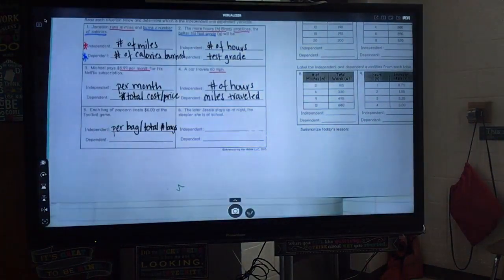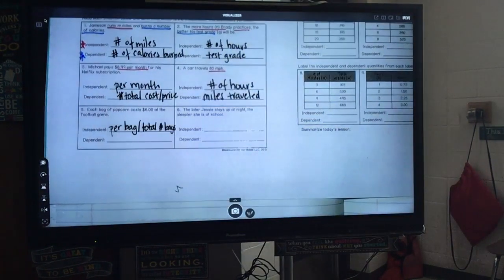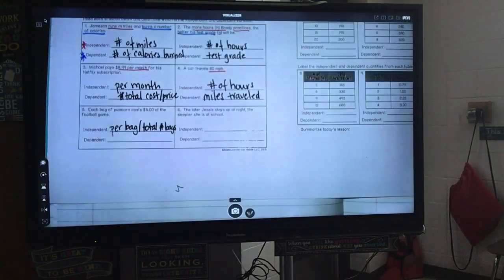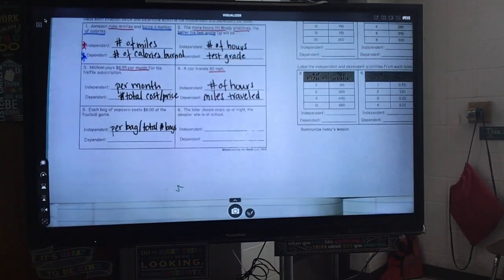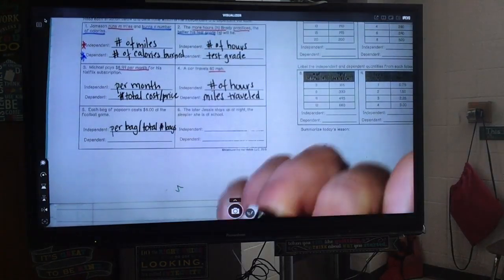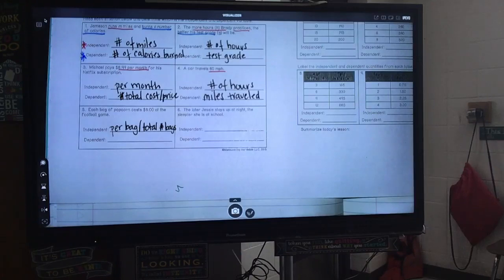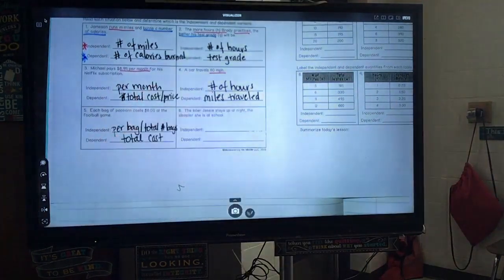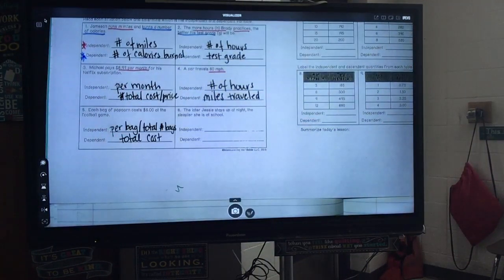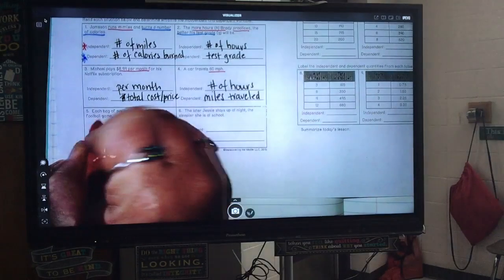Alright, and then what is our dependent part of that? So far, everybody that I walked around to that had this written down had the dependent part done correctly. Jonathan? Is the total cost of all the bags. So just total cost. Alright, and then in our question, where's our independent? What did you guys underline for your independent? Delilah? Each bag. So each bag of popcorn.